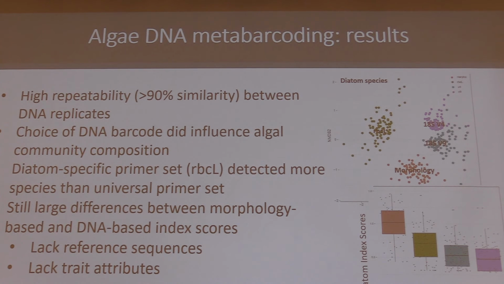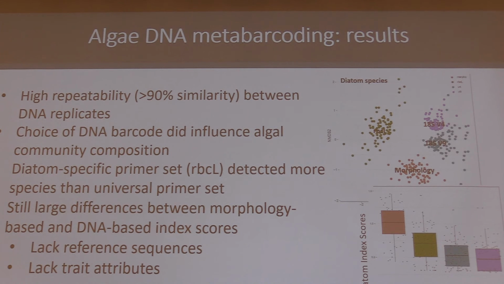The next thing that we found was that the choice of DNA barcode that we used for targeting our algal species really did influence our algal community composition. So including up top, an ordination where each of these different points represents one of the samples that we collected, and they're colored according to which of the different DNA barcodes we chose to sequence them with. And then you'll also see that there's some morphology results there. So all the points that are closer together mean the community composition was more similar. If they're further apart, that means that there were bigger differences in the community composition.